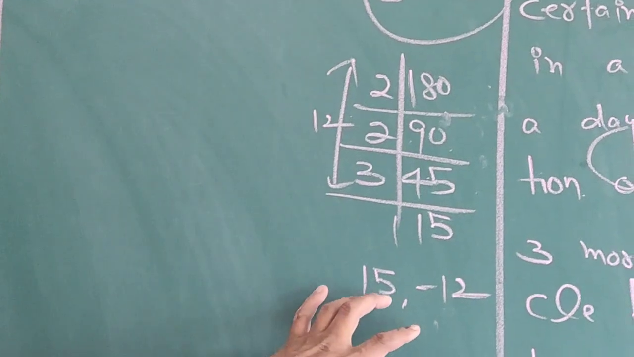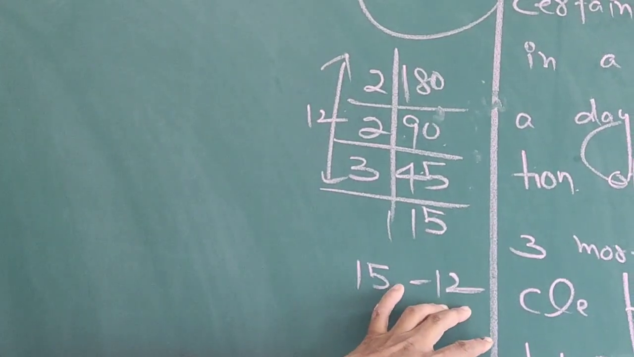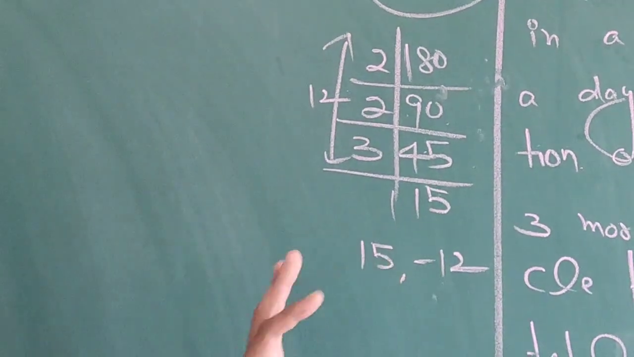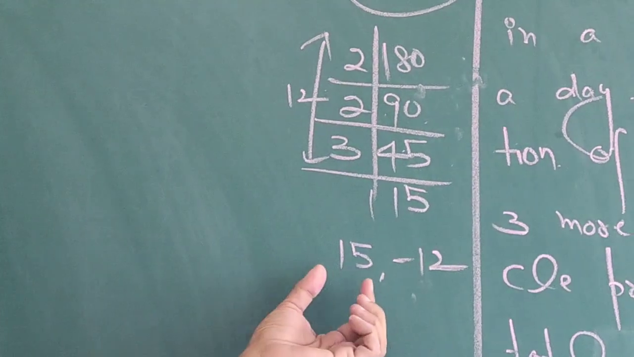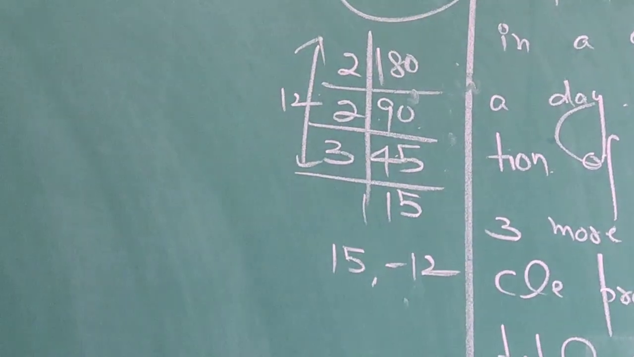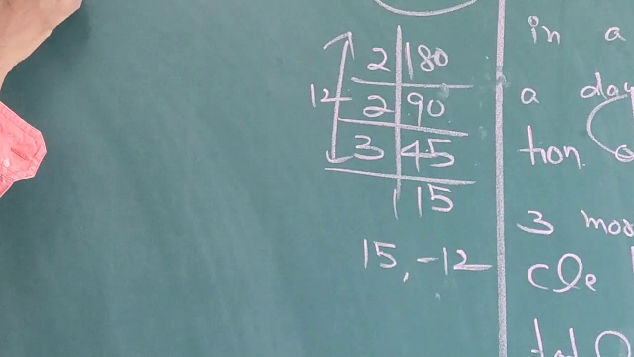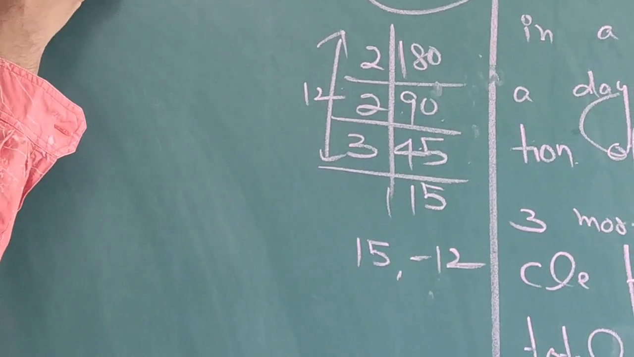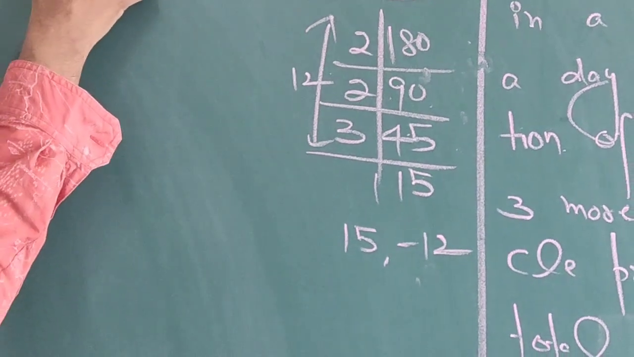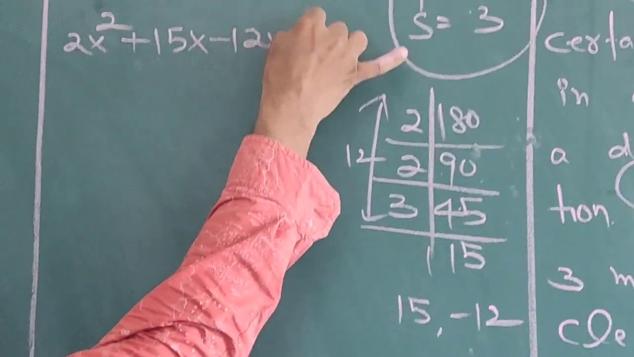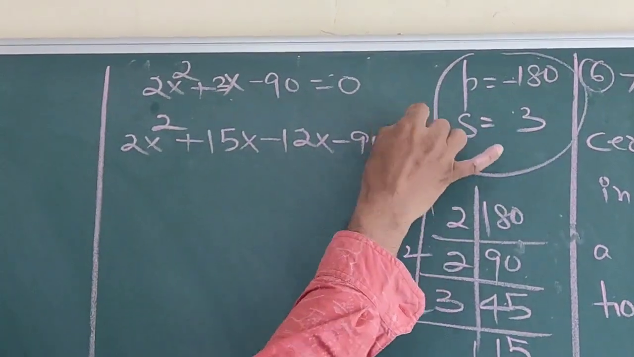Because when we multiply 15 with minus 12, we get minus 180, and when we add 15 and minus 12, we get plus 3. So 15 and minus 12 are the required factors of this quadratic equation. So it can be written as 2x square plus 15x minus 12x minus 90 equal to 0.